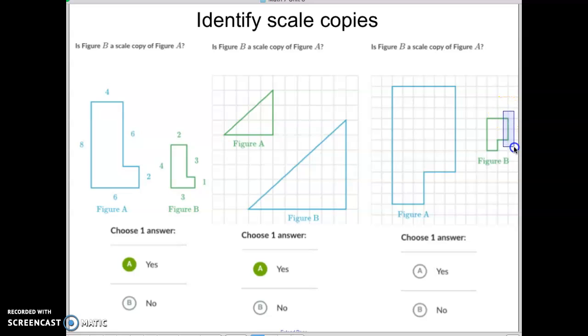I'm going to count this side right here. Notice how that one has 1, 2 on it. So I'm going to count these. We've got 1, 2, 3, 4, 5, 6, 7, 8. So this one is 8. So it went from 2 to 8. This one is 4 times bigger than this one, but this one was only 3 times bigger than this one. Since it did not use the same multiplier each time, then it is not a scale copy.